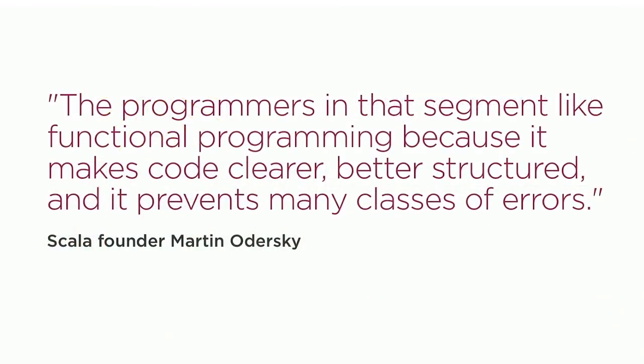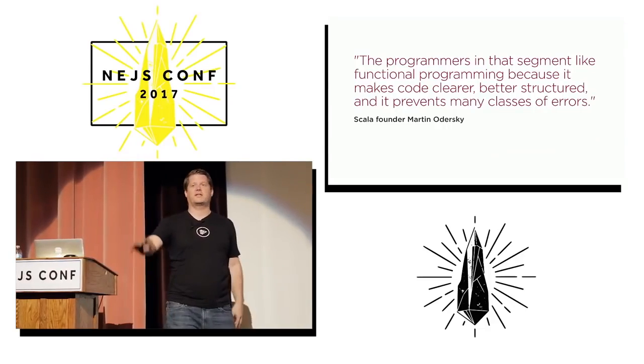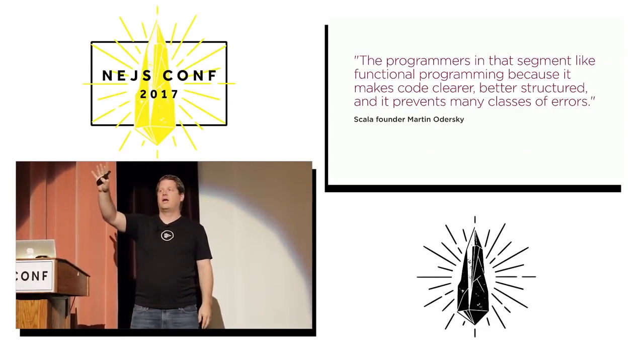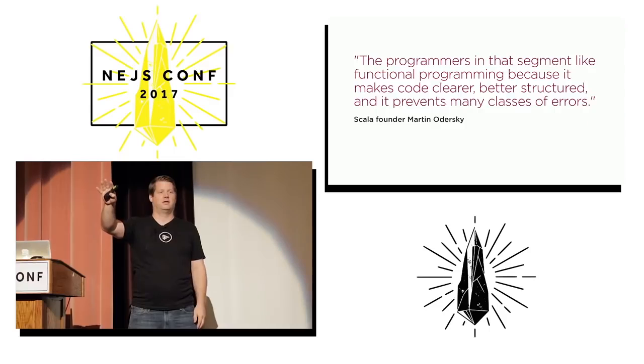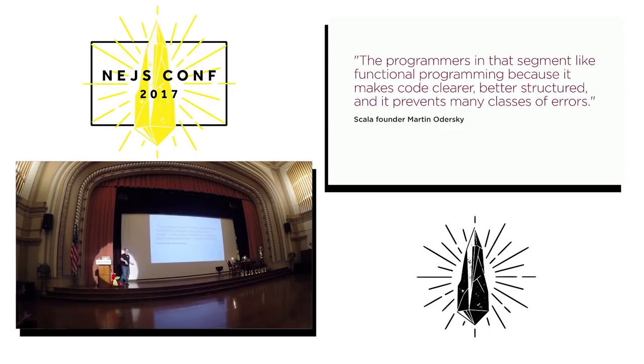So Martin, who created Scala, said this: the programmers in that segment like functional programming because it makes code clearer, better structured, and prevents many classes of errors. The interesting thing about this last phrase, prevents many classes of errors, is that functional programming languages have what is called a compiler. If you're doing things you shouldn't be able to do, it actually says stop it. JavaScript does not do that. If you change something that's immutable in JavaScript, it just changes it. It doesn't care. It just works.